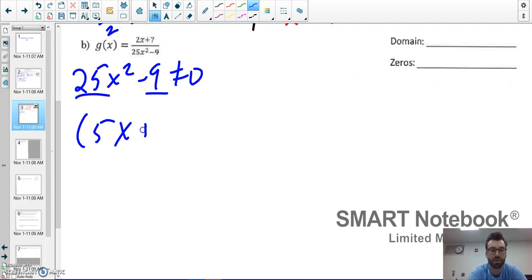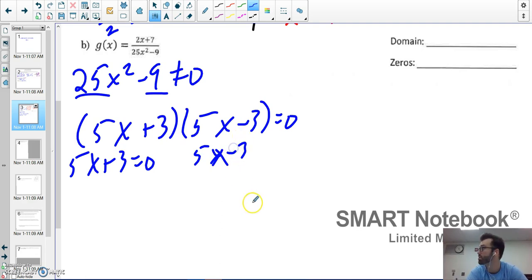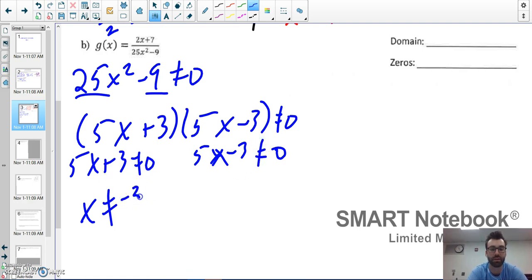So it's 5x plus 3 times 5x minus 3 equals 0. Set each factor equal to 0. 5x plus 3 equals 0, 5x minus 3 equals 0. Solve for x. x cannot equal negative 3 over 5. x cannot equal positive 3 over 5.